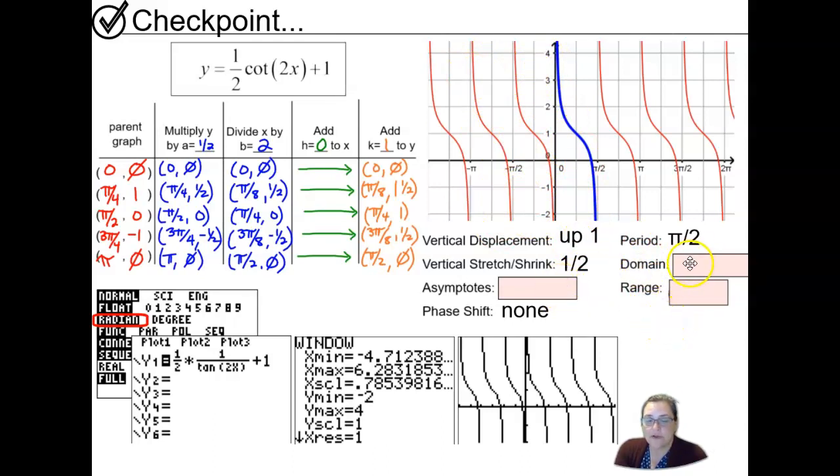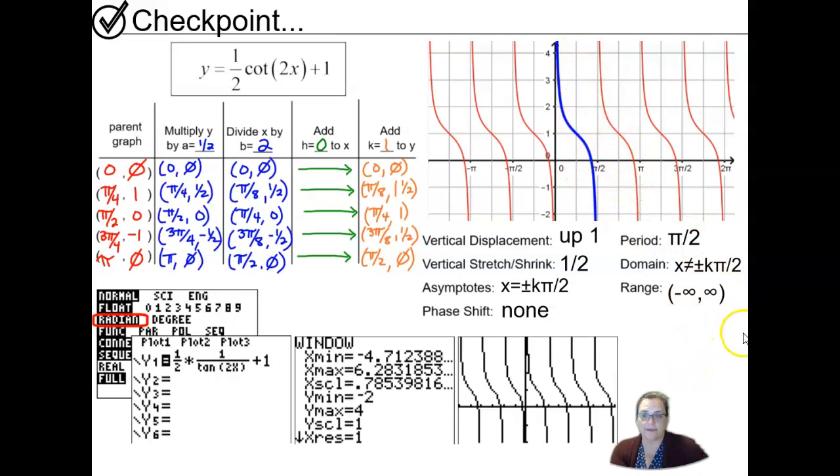The asymptotes determine the domain. Our first non-negative asymptote is at 0 plus or minus k times the period, which is pi over 2. And then the domain is x is not equal to each of those asymptotes. And our range for tangent and cotangent is the set of all real numbers, so the interval negative infinity to positive infinity.